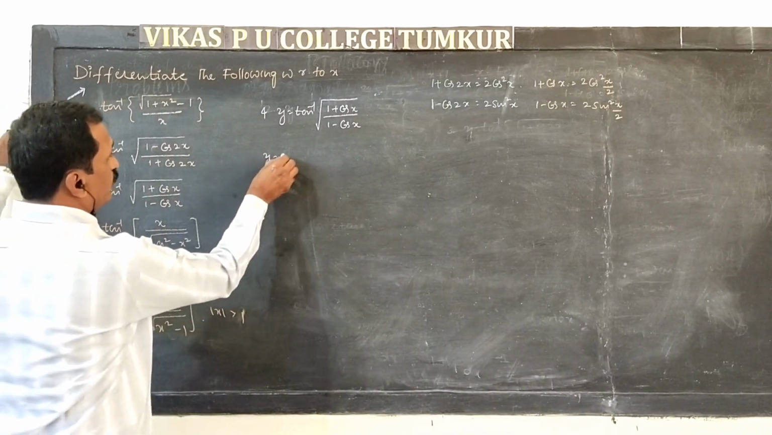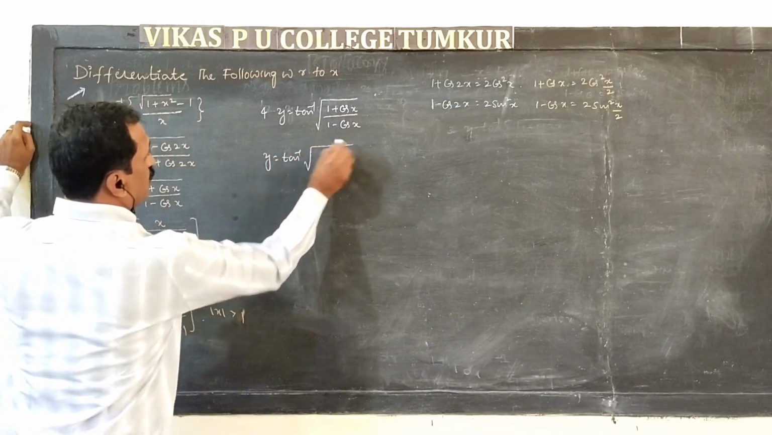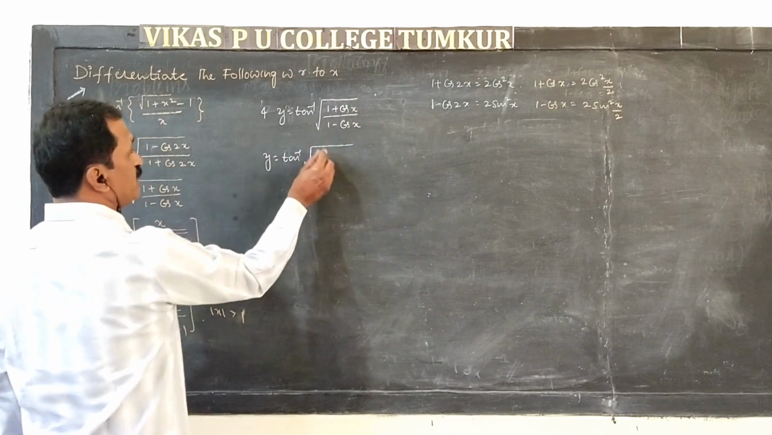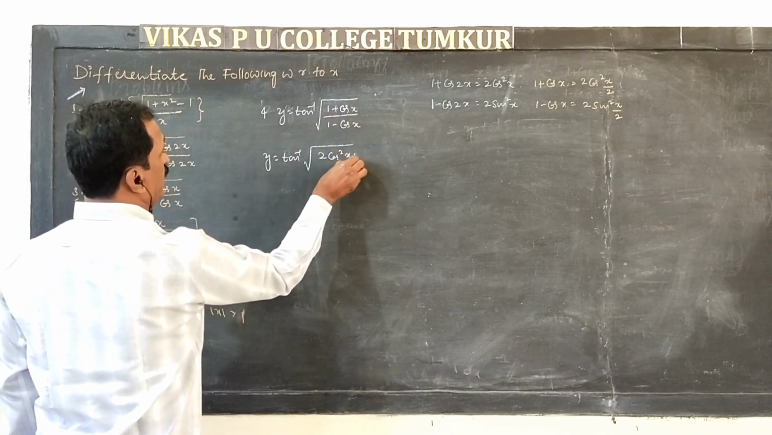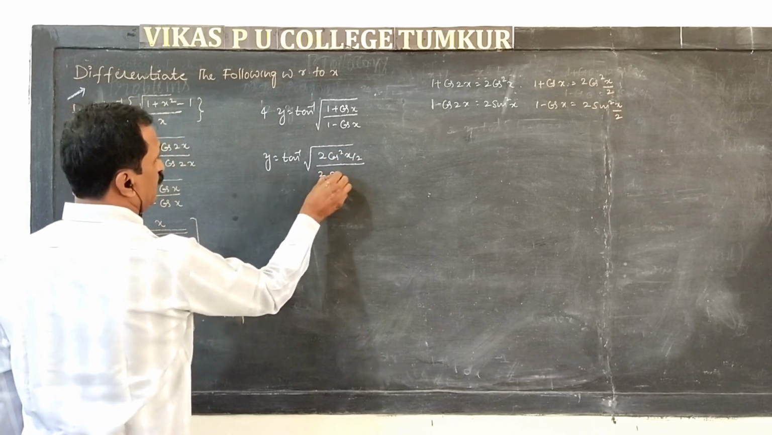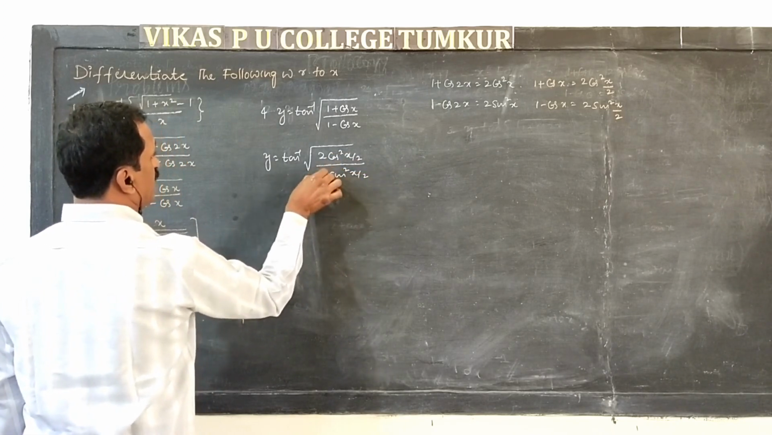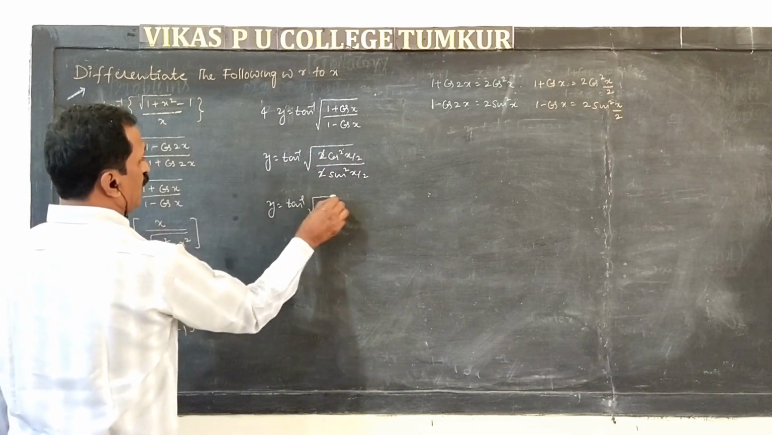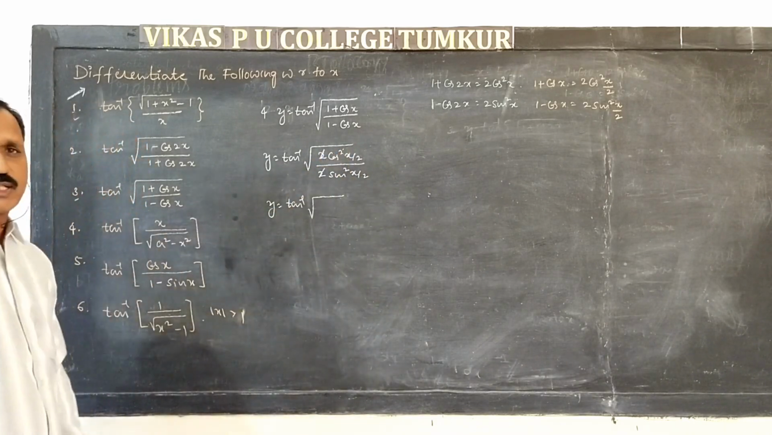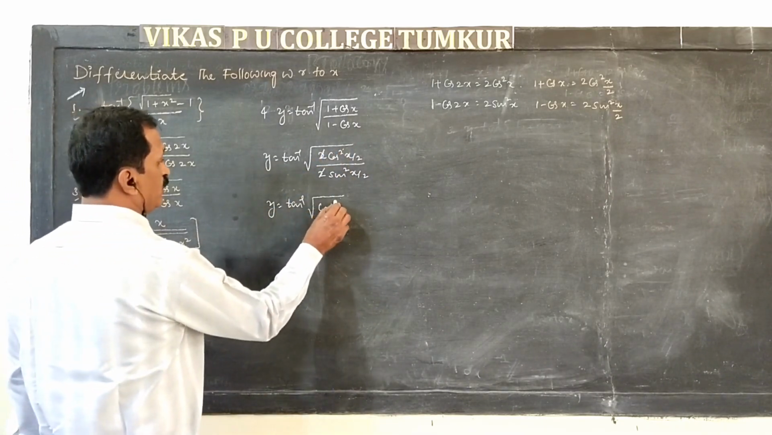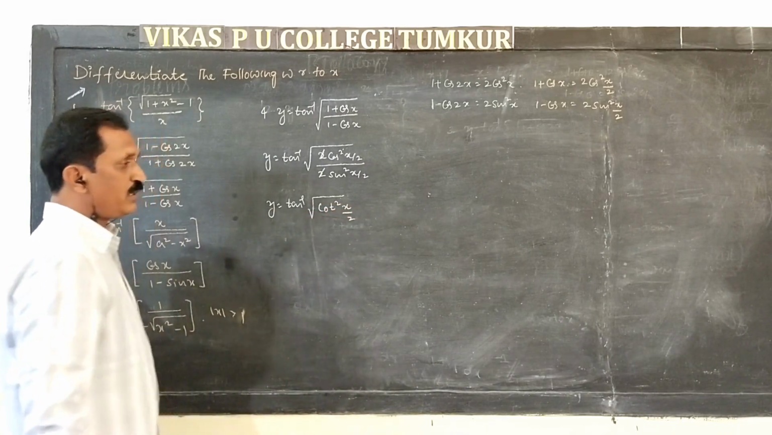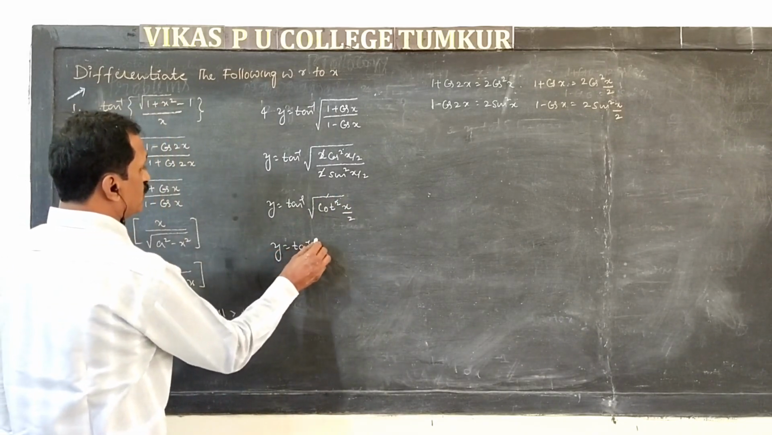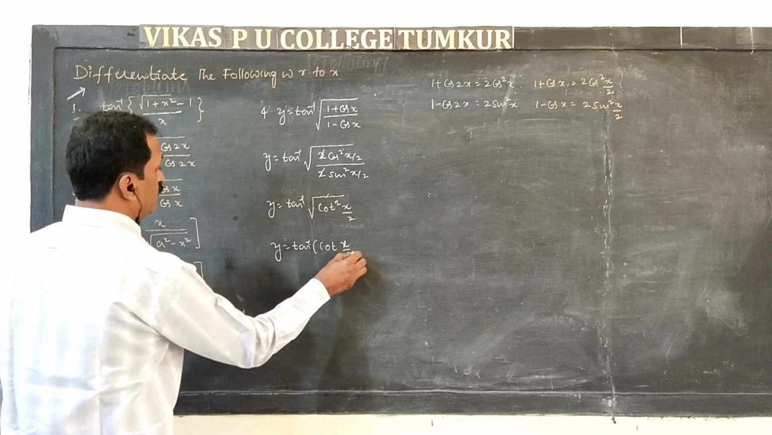Y is equal to tan inverse of root of, what is the value of 1 plus cos x? 1 plus cos x is 2 cos square x by 2, and 1 minus cos x is 2 sin square x by 2. The 2 cancels. So now y is equal to tan inverse of root of cos square x by 2 by sin square x by 2, which is cot square x by 2. The square root and square cancel, so y is equal to tan inverse of cot x by 2.